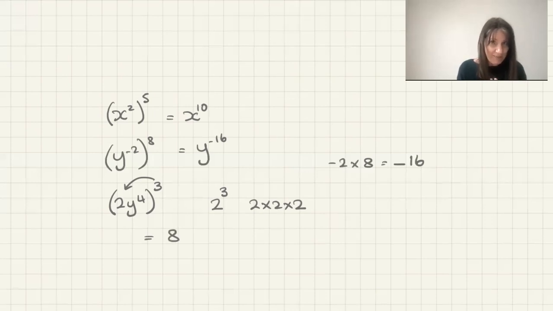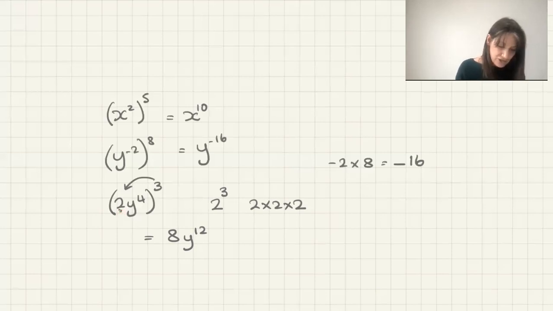Now I can times the powers for that rule, and 4 times 3 is 12. So we've got y to the 12. 8 y to the 12 is the answer. So watch out for that, because this is happening more and more, where you are being given a number here. So just be really, really aware of that, okay?